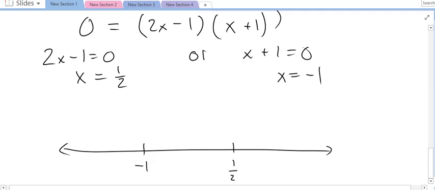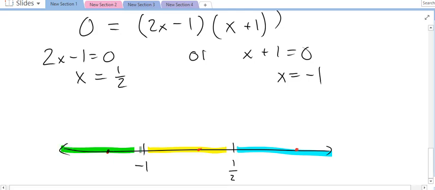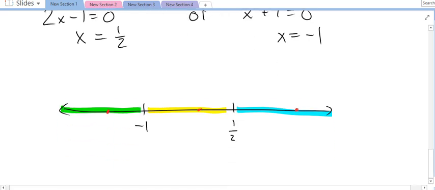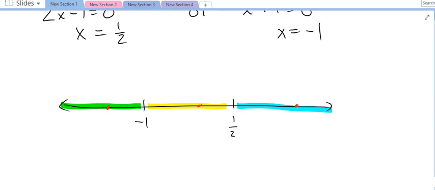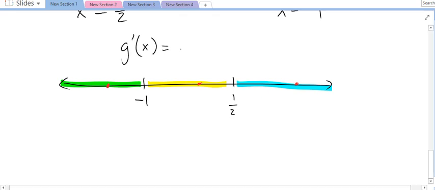And what I want to do is pick a test point from each one of these different intervals that we have in this problem. So I want to pick some point where I can easily test the derivative and determine whether that derivative is positive or negative in that interval. So I'll rewrite our derivative here. So g prime of x was 12x squared plus 6x minus 6.